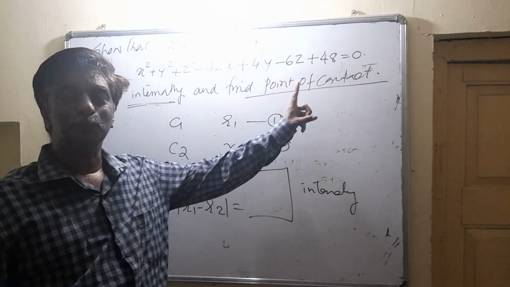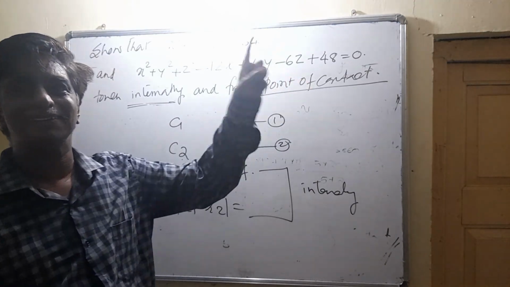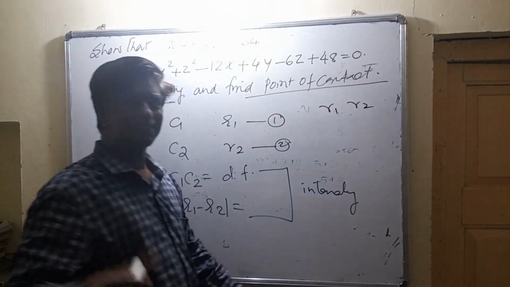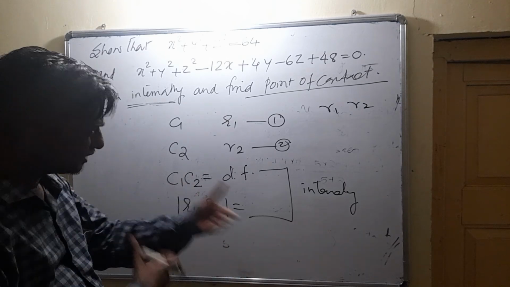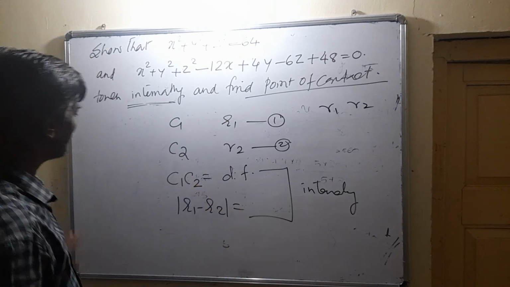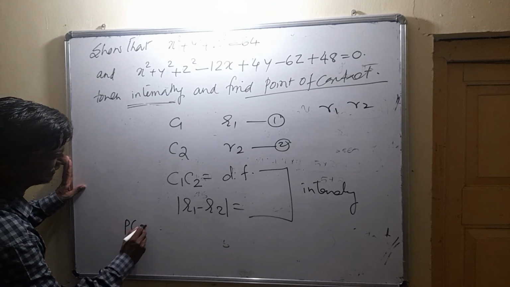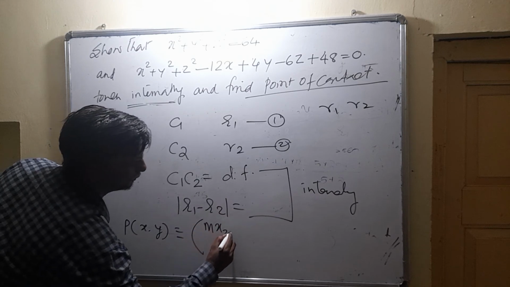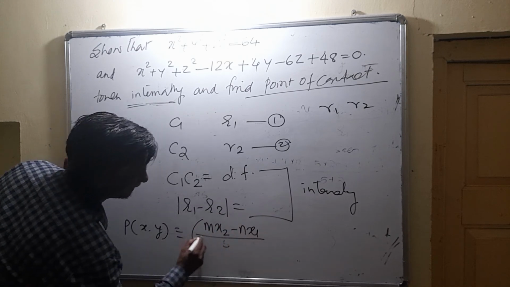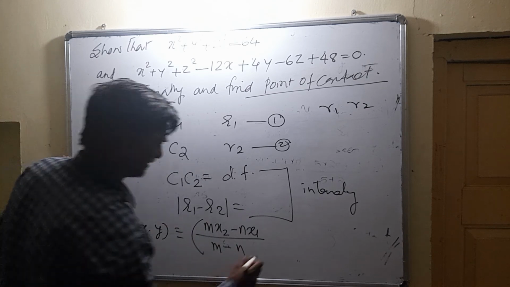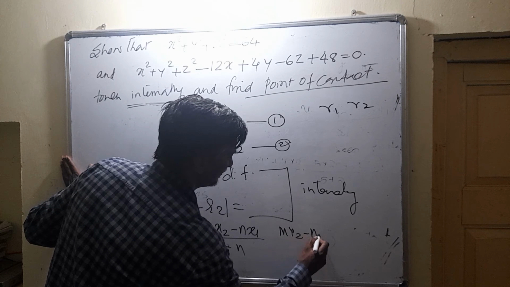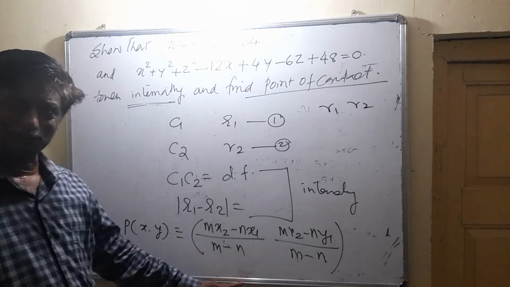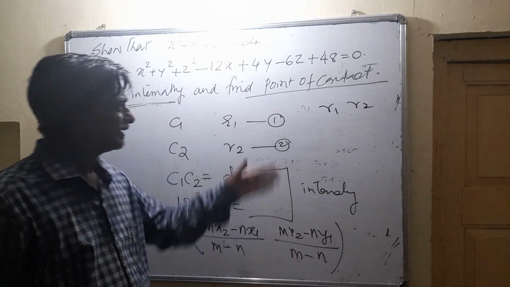Then the problem arises: point of contact. Here, the point of contact P divides C1C2 internally in the ratio R1 is to R2. In that case, very simple. Just one sign is changing. P of x comma y is equal to mx2 minus nx1 divided by m minus n, my2 minus ny1 divided by m minus n. Section formula, small changes, only the sign, same.